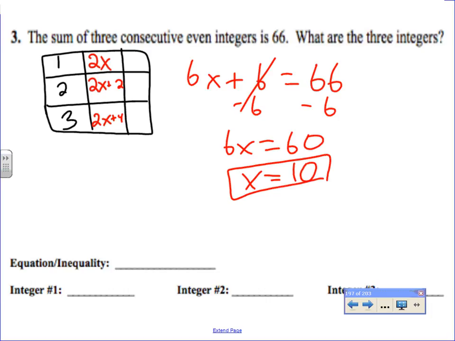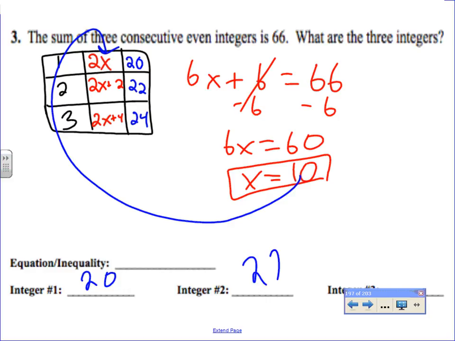That's not our answer. What do we do now to find the answer? Anastasia? Good. Plug this back in for x. So I'm going to go back up to this chart. That 10 has to go in. 2 times 10 is 20. So that's our first answer. 2 times 10 is 20, plus 2 is 22. And then third one, 2 times 10 is 20, plus 4 is 24. So 20, 22, 24, and I'm going to write them down here. I'm not going to get too picky whether you write them here or not. Just make sure that your 3 consecutive even integers, in this case, add up to give us 66.